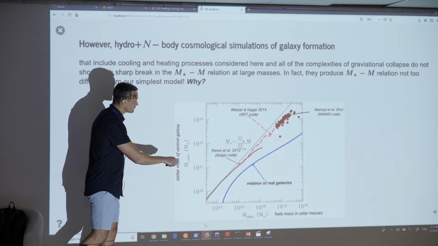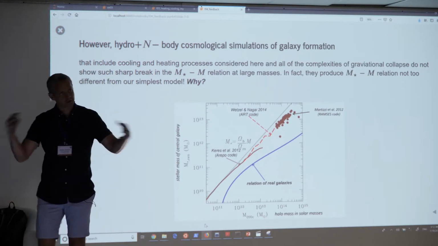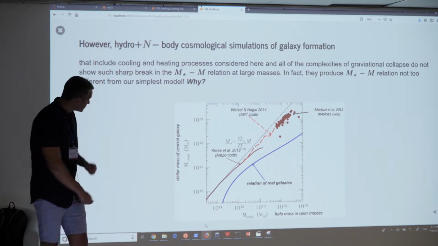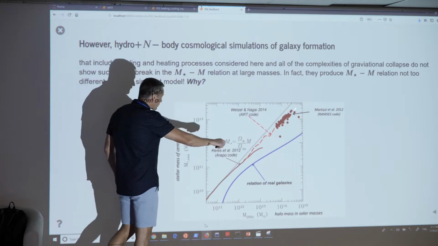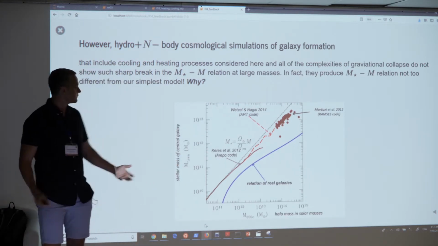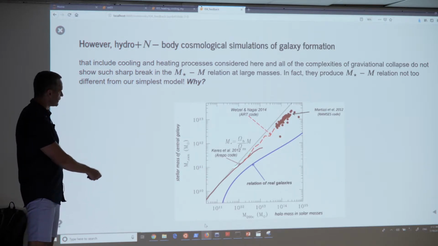And these different points and different lines show simulation results that include all the cooling, all the heating, all the complexities of galaxy formation. But you can see that the result they produce is not that different from the simplest model that we use, right? They produce stellar masses that are close to this maximal line with almost linear relation.